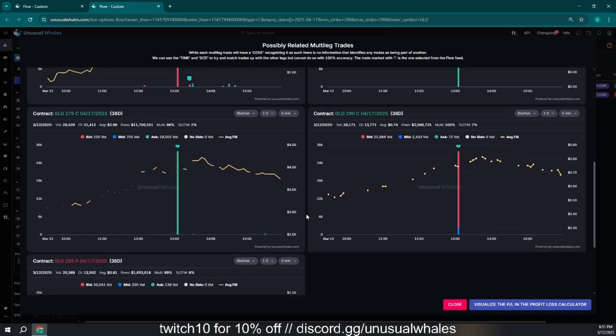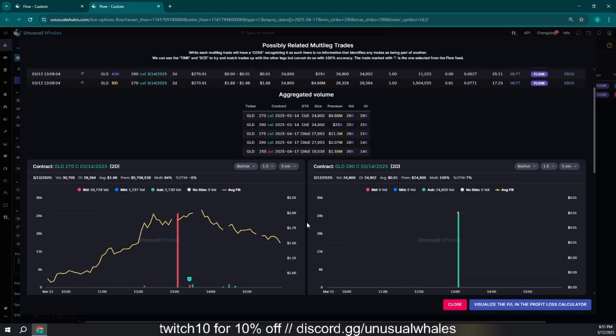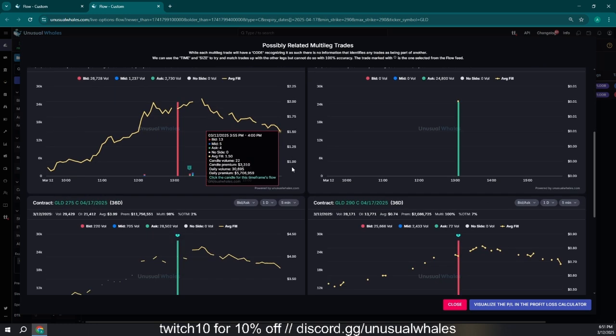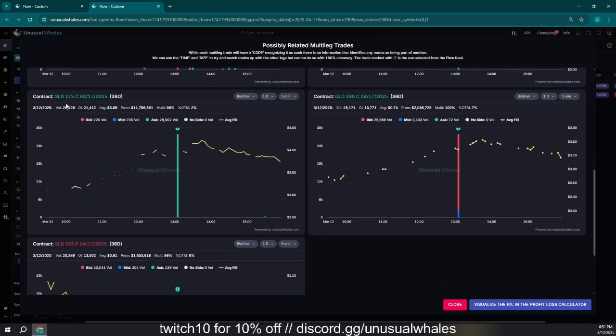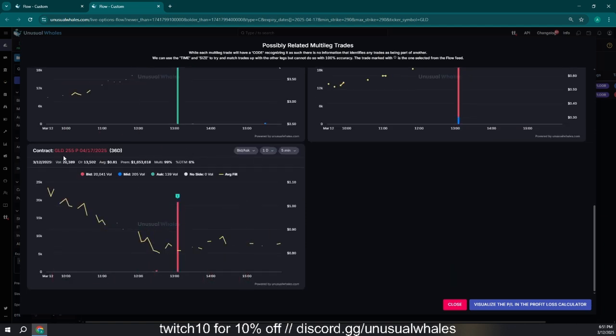So it's actually a 5-legger trade. And if you look a little bit closely, you see what looks like a call spread getting rolled into another call spread. So we have the March 14, 270, 290 call spread. It looks like it's being rolled to the 275, 290 call spread expiring in April, while also potentially shorting a put to finance the trade.